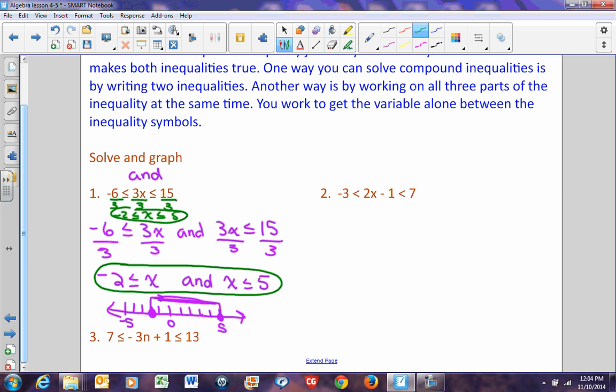It's your choice which way you want to do the inequality. I have a tendency to use this second method because it's faster, and I don't have to worry about forgetting things or transposing things. Let's look at question number 2 here.